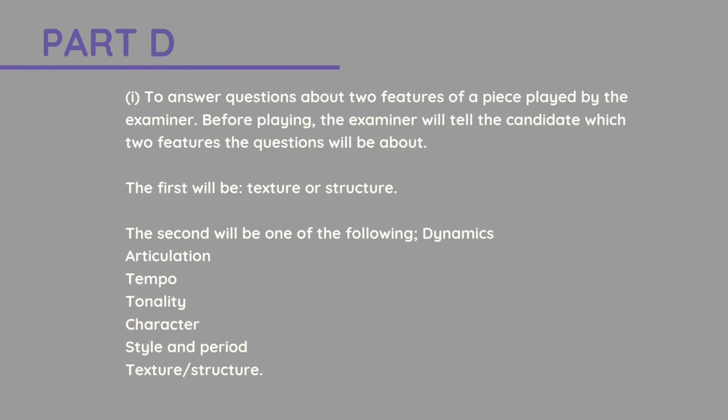Part D, Section 1. To answer questions about 2 features of a piece played by the examiner. Before playing, the examiner will tell the candidate which 2 features the questions will be about. The first will be texture or structure. The second will be one of the following: dynamics, articulation, tempo, tonality, character, style, and period.